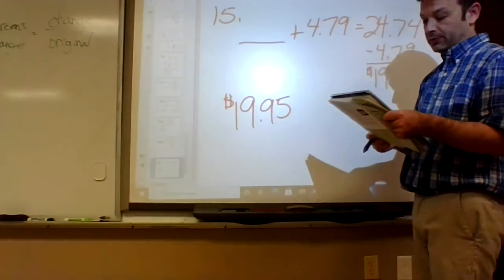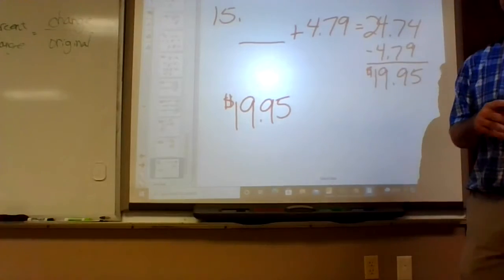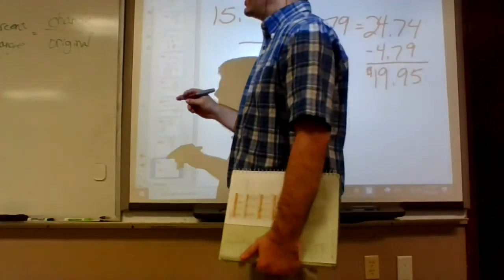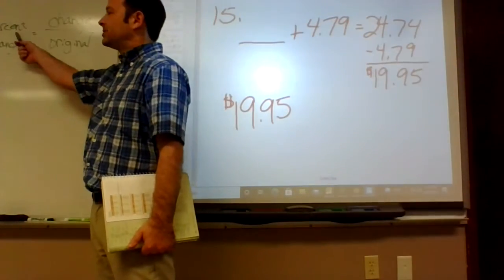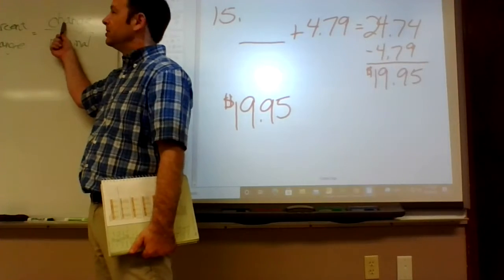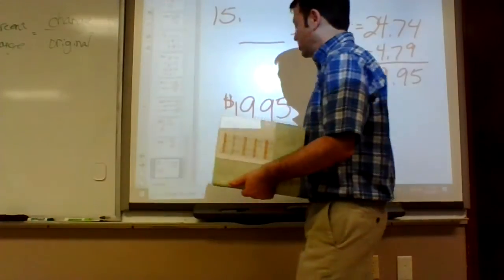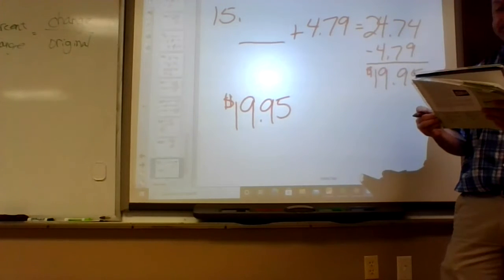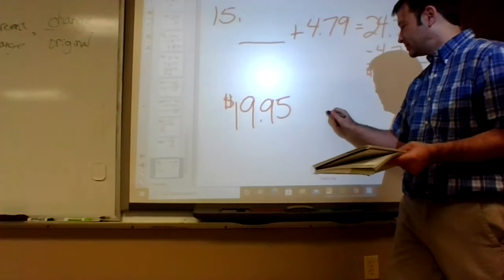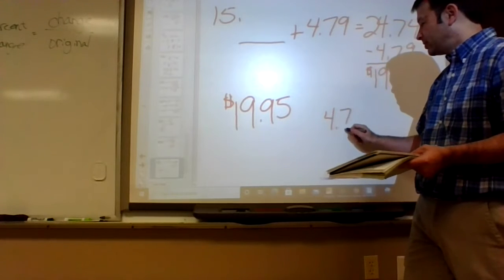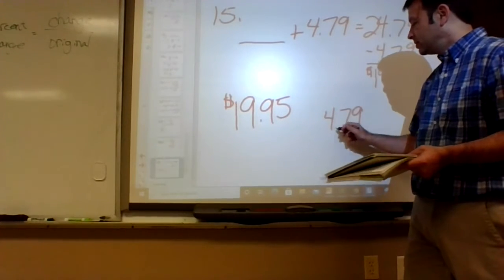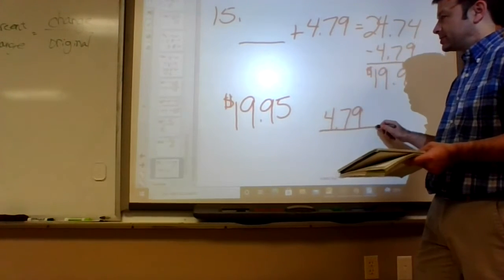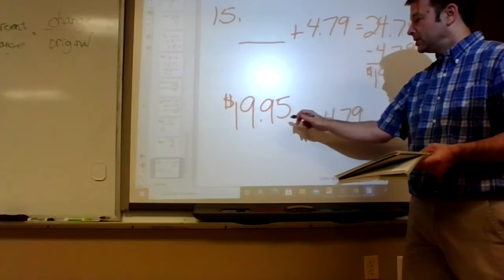And what else do we need? We need the markup rate. The markup rate is a percent, right? It's the percent change. So on number 15, what is the change on that problem? How much is the number changing? The markup is the change, $4.79. What is the original price? $19.95.